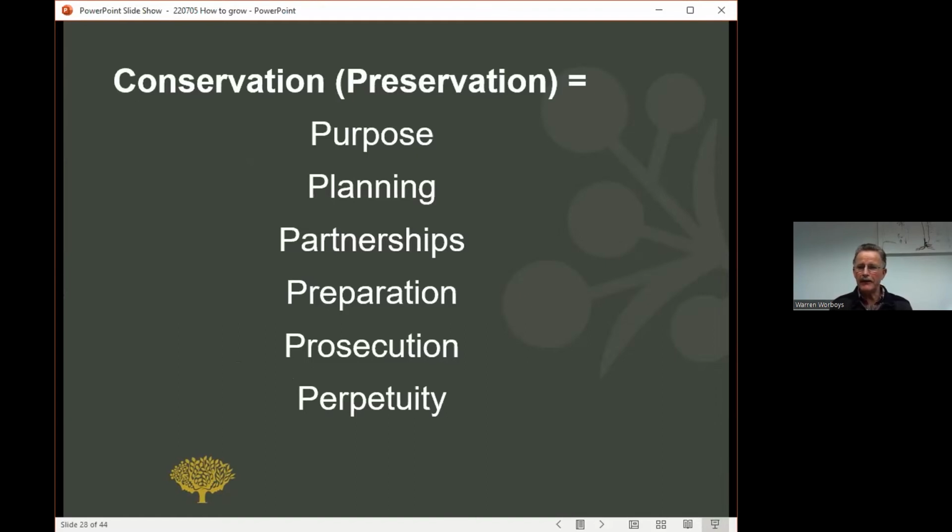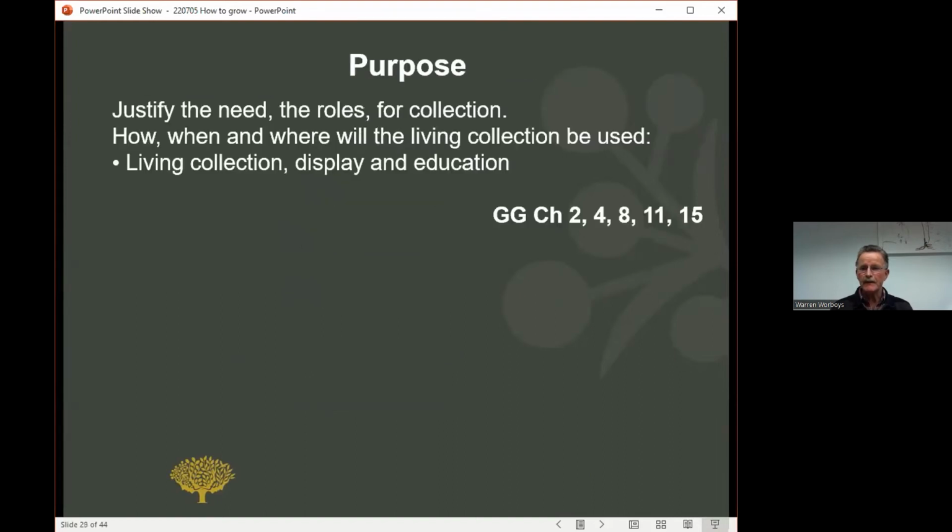I like a lot of the legumes, so I've decided to use a lot of peas in the topics that I'll be covering. And I'll go through each of these: the purpose, planning, partnerships, preparation, prosecution, and perpetuity of ex situ material collections. So at the start, make sure you have a purpose for the collections you're doing. Justify the needs and the roles of what the collection will be, the how, when, where, why, etc. of will the collection be used.